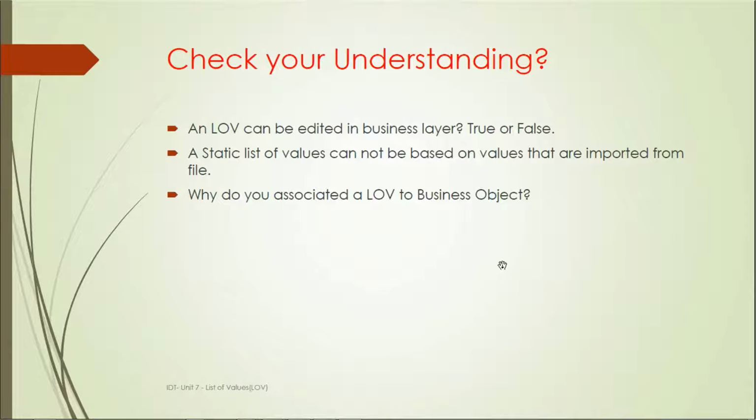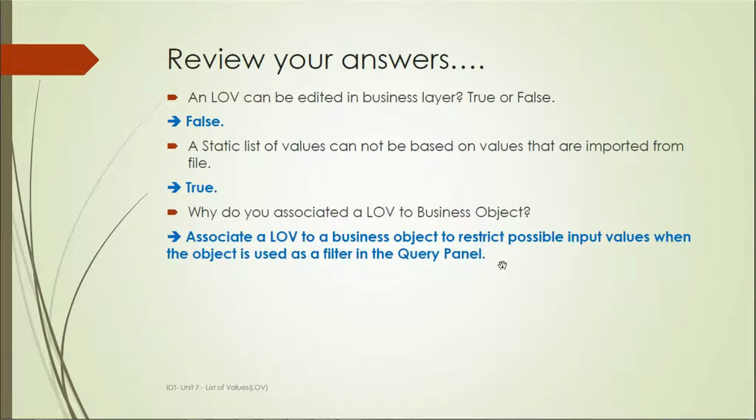Let's understand whatever we have covered. The first question is: an LOV can be edited in the business layer. Is it true or false? A static list of values cannot be based on values imported from a file. And why do you associate a LOV to business objects? The first answer is that we cannot edit a LOV in the business layer, so it's false. A static list of values cannot be based on values imported from a file. This is true; we just need to enter it manually. We cannot import it from a file.